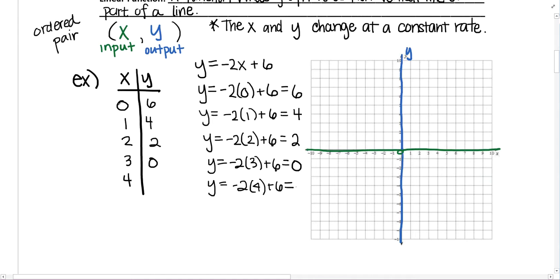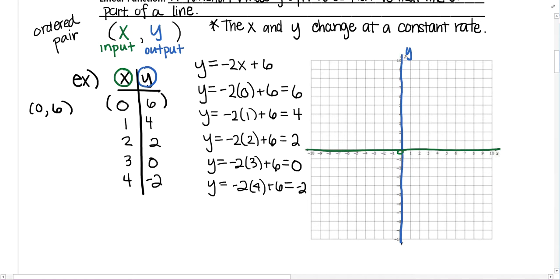This is going to give me negative 2. All right, so I have my inputs, which are my x's right here, and my outputs. And so now let's plot the points and see if we do get a line. Okay, so 0, 6. If you prefer it as a point, 0, 6.